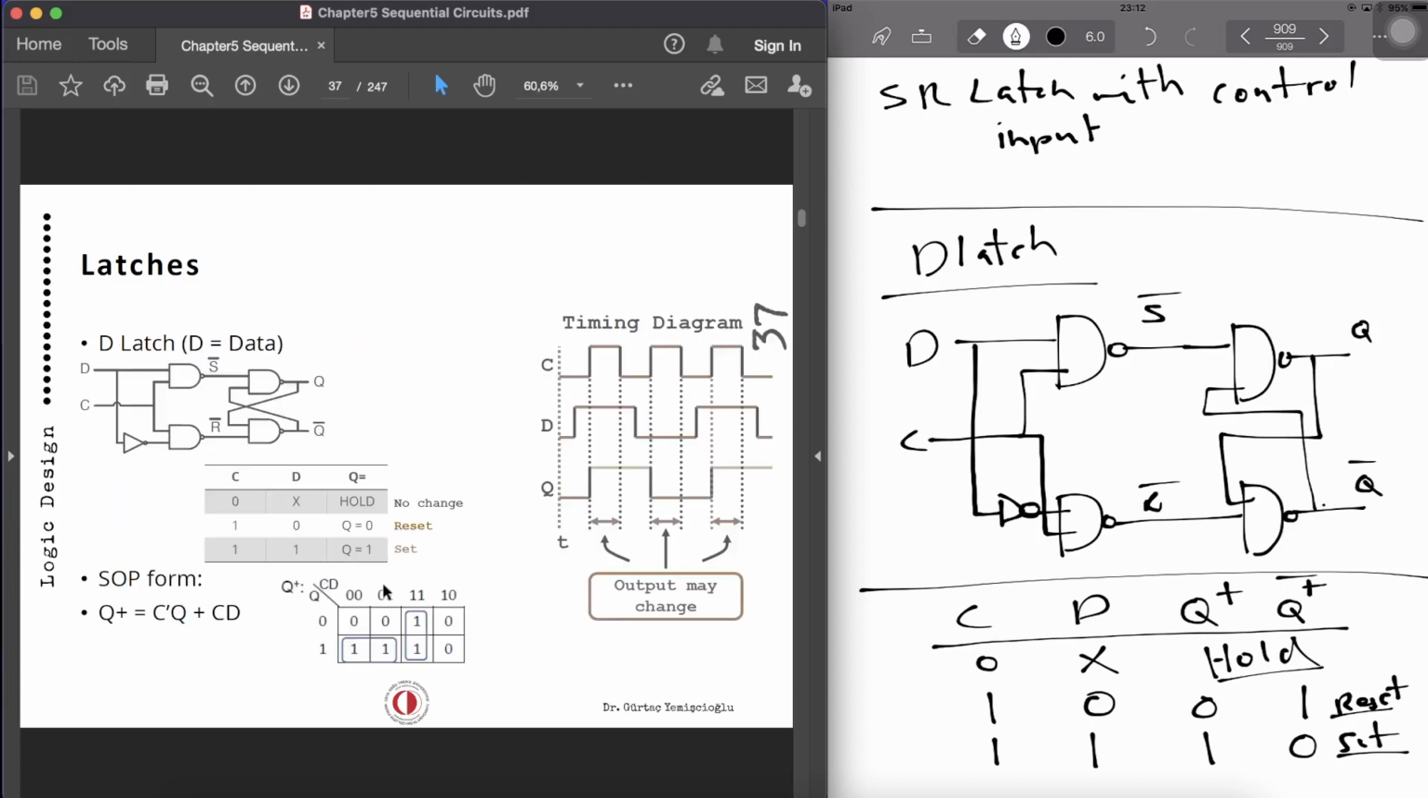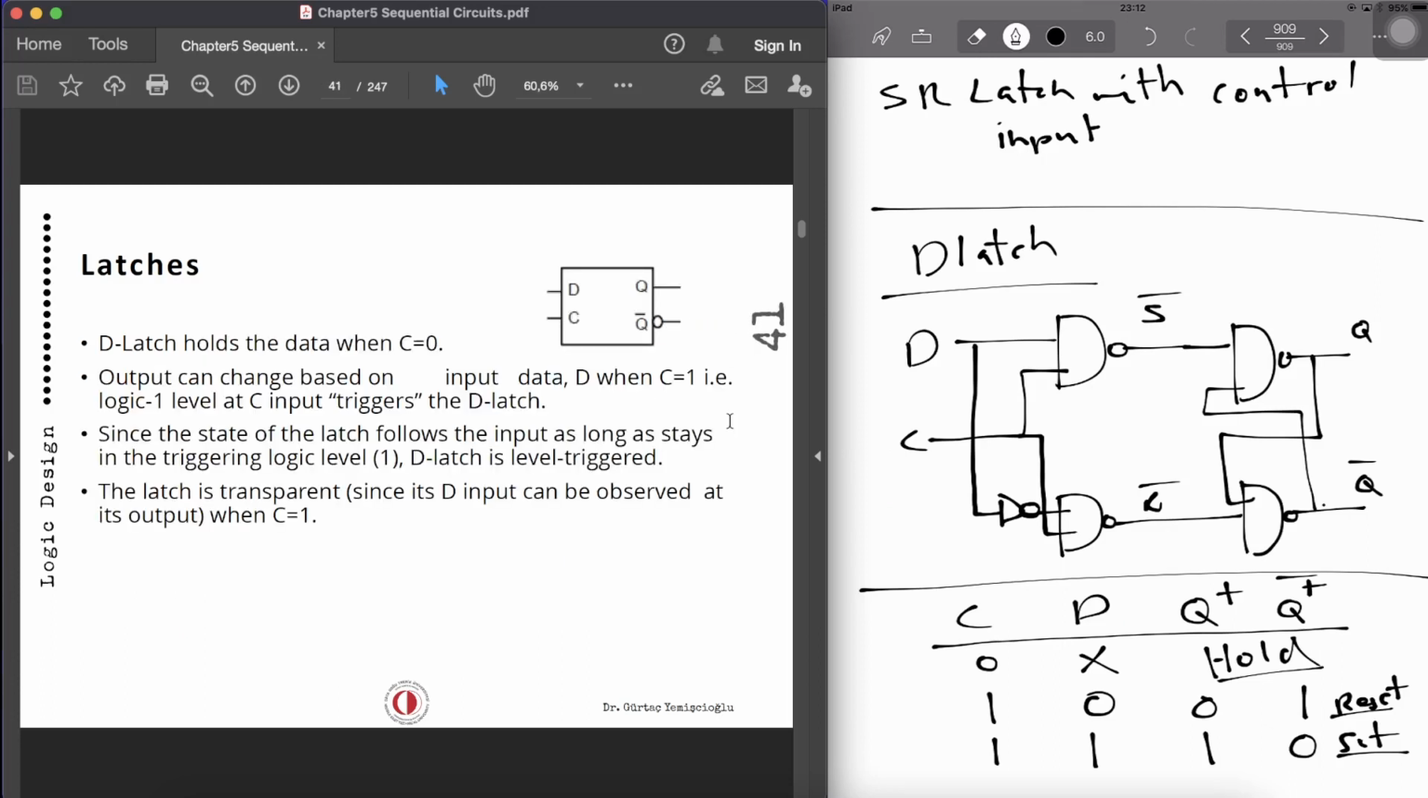So if I go back to the timing waveform, when C is 1, output follows input. When C is 1, output follows input. That's what we are looking at as transparency.